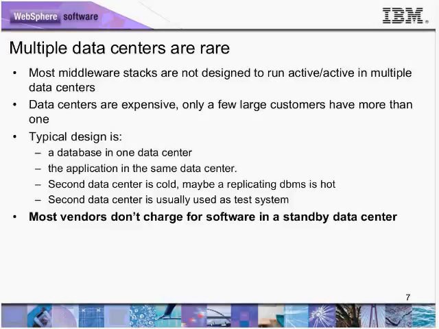Typical design is there's only one database, even in the multi-data center environment, and this database is only in one data center, with the application deployed in that same data center. The second data center is typically cold, and it might be used as a test system, but it's not accessed as frequently as the first data center. And most vendors don't charge for the software that's running in the standby data center, so they don't optimize for it. The software is not designed to have both of these data centers running active.